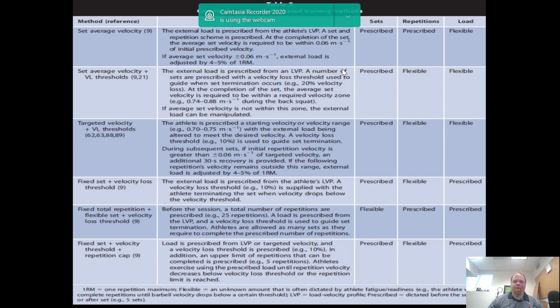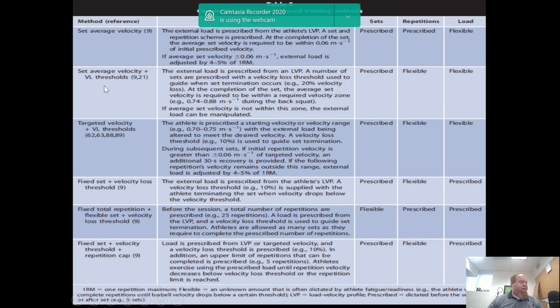This is just talking about some different methods, and these are all in my book, right? Or if you really want to go into more depth there. But basically, sometimes you'll have prescribed something, sometimes you'll have fixed, and sometimes you'll have flexible. So like set average velocity, I'll have a prescribed number of sets, I'll have a prescribed number of repetitions, but I alter the load every set to maintain my set and repetition. Make sure I'm at the right load to get what I'm trying to do. Sometimes I have to move up, sometimes I have to move down.